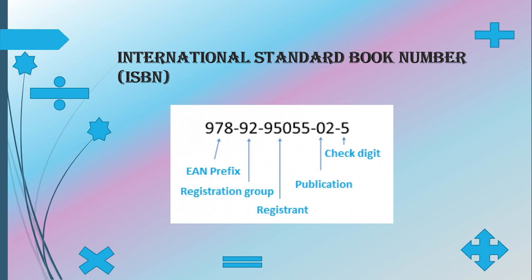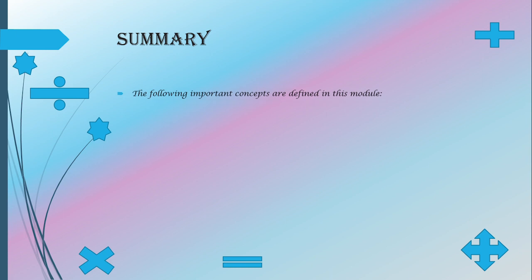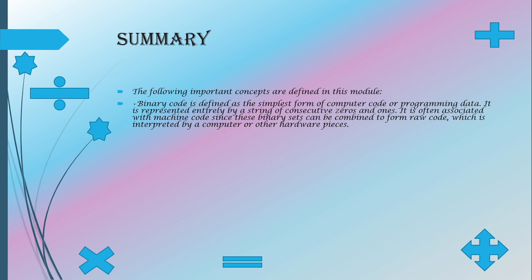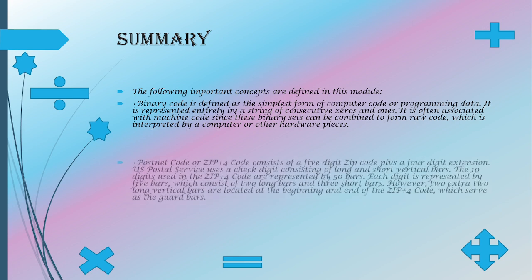In summary, the following important concepts are defined in this module. Binary code is defined as the simplest form of computer code or programming data. It is represented entirely by a string of consecutive zeros and ones. It is often associated with machine code since these binary sets can be combined to form raw code, which is interpreted by computers or other hardware pieces.